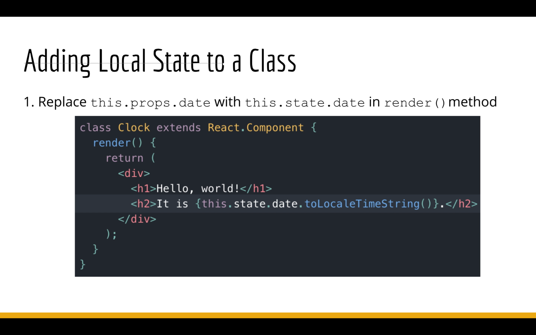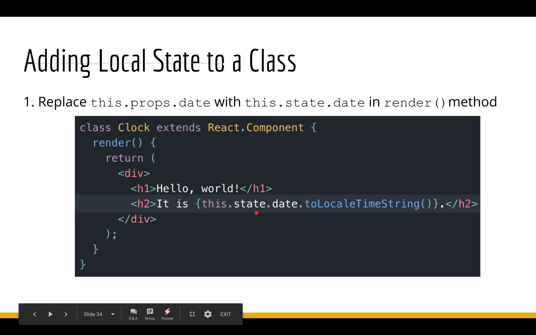Fairly straightforward. Now if we want to add state to a class, we're going to add state to the props example that we saw before for the clock. There are three steps. The first thing is we're going to replace this.props.date with this.state.date. This is the only change that has occurred. Everything else looks the same.